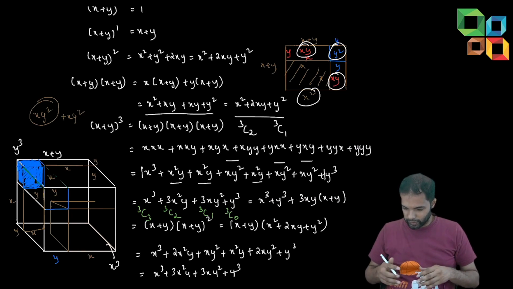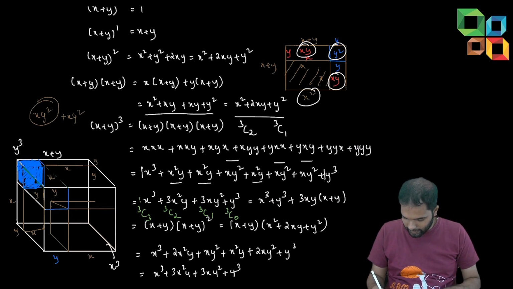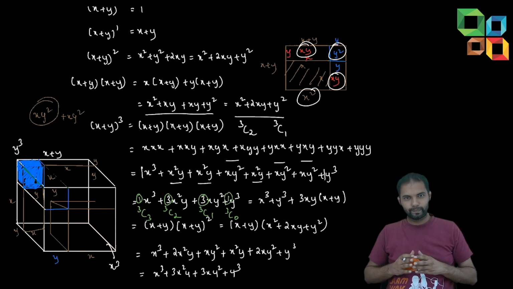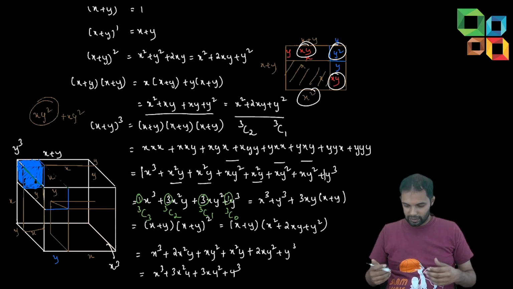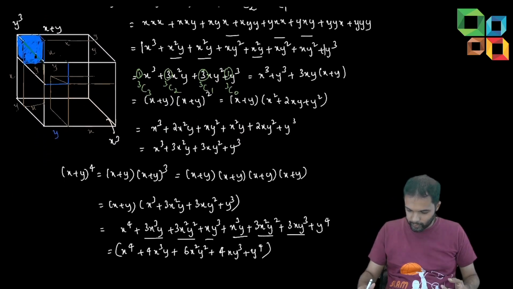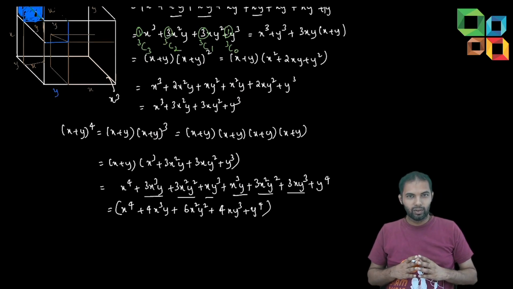Now look at the coefficients and try to write. This is 1, right? This is 3. This is 3. This is 1. Do they match? Can you try to apply a similar logic for, say, x plus y whole power 4? Can you try that?